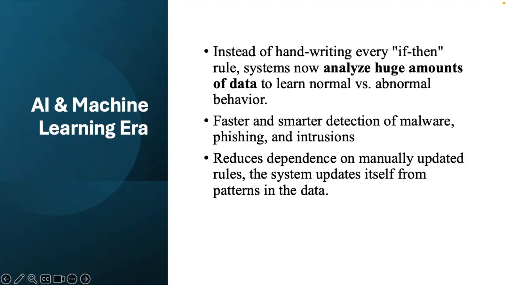Machine learning has changed the landscape by learning patterns from data instead of relying on fixed rules. This made detection faster, adaptive, and better suited for complex threats. However, machine learning models introduce a new attack surface, that is adversarial manipulation.